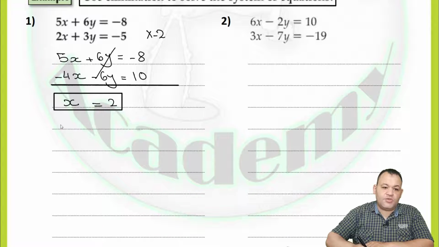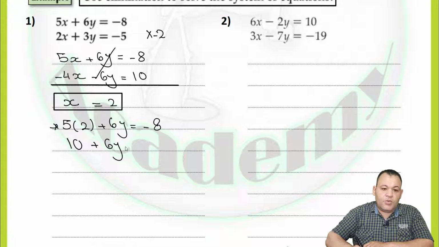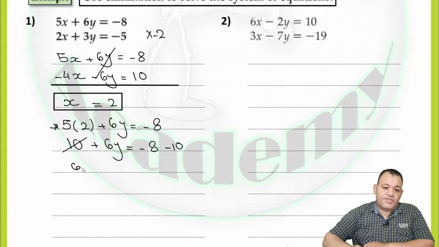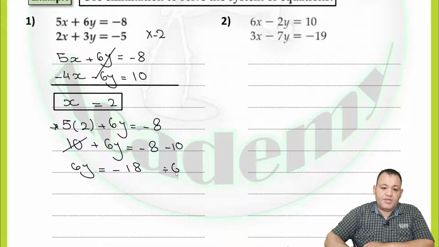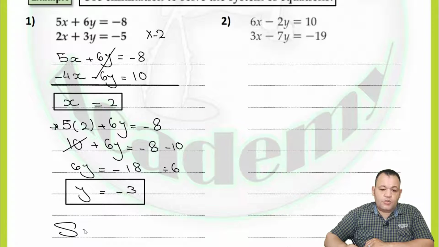Suppose that I will choose the first one. So we can say 5 multiplied by 2 plus 6y equals negative 8. 5 times 2 equals 10, plus 6y equals negative 8. Now I will subtract 10. Then 6y equals negative 18. Now if you divide by 6, you will find that y is equal to negative 3. So the solution now will be 2 and negative 3.